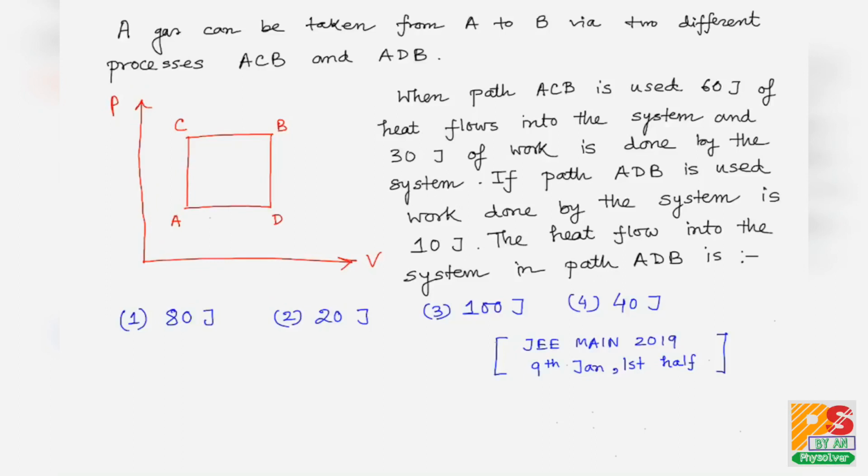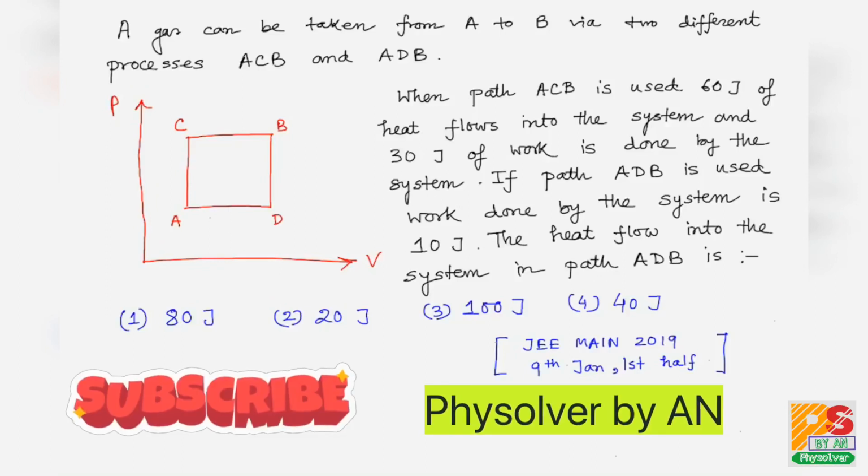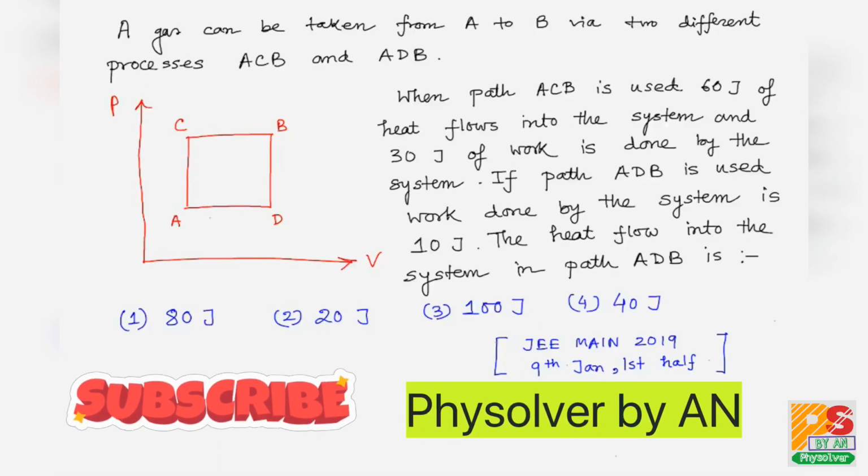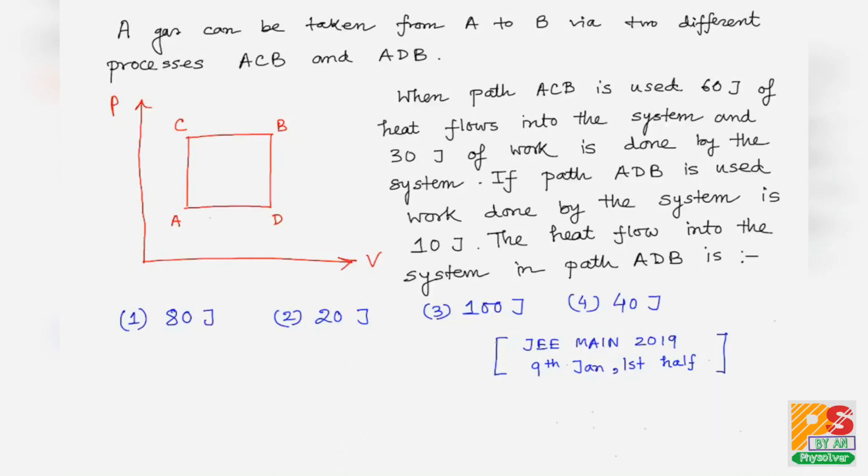Hello students, the question is: a gas can be taken from A to B via two different processes, ACB and ADB. As you can see in the plot, when path ACB is used, 60 joule of heat flows into the system and 30 joule of work is done by the system. If path ADB is used, work done by the system is 10 joule. The heat flow into the system in the path ADB is, the options are given.